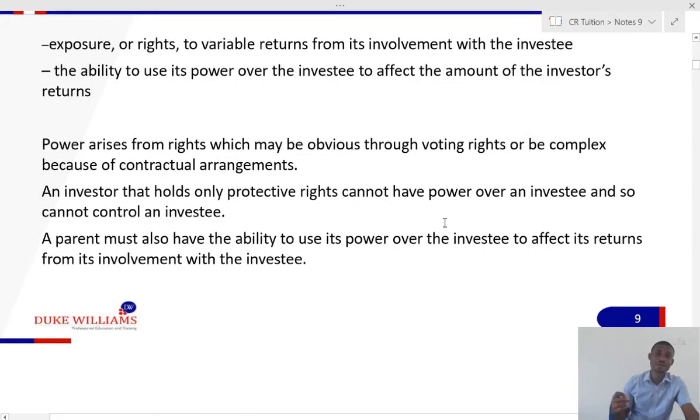Now you want to link that to evidence from the case. Now power arises from rights, which may be obvious through voting rights, or may be complex because of contractual arrangements. An investor that holds only protective rights cannot have power over an investee, and so cannot control an investee. And in this case, there are restrictions that indicate that there is a protective right. Now, a parent must also have the ability to use its power over the investee to affect its returns from the involvement.